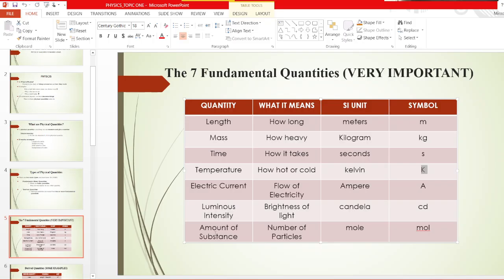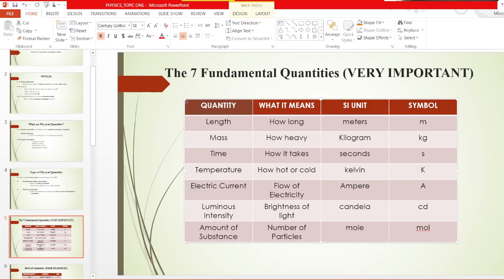Another fundamental quantity is amount of substance, meaning the number of particles. The SI unit is mole, represented with the symbol MOL. These are the 7 fundamental quantities. Please take note of it. If you have to memorize it, try as much as possible to memorize it.